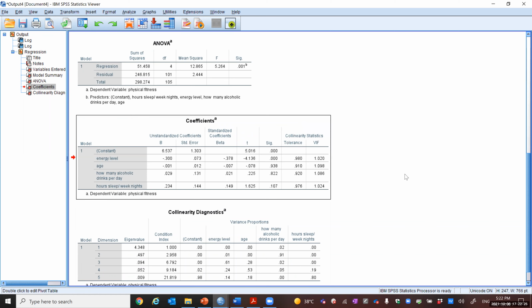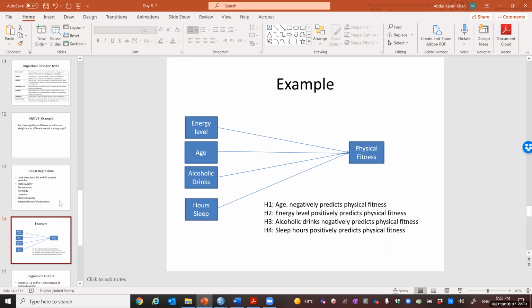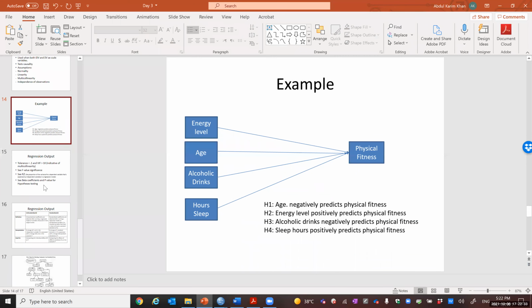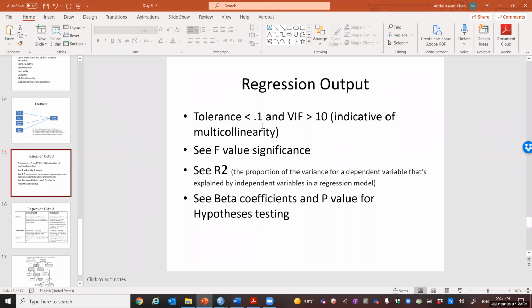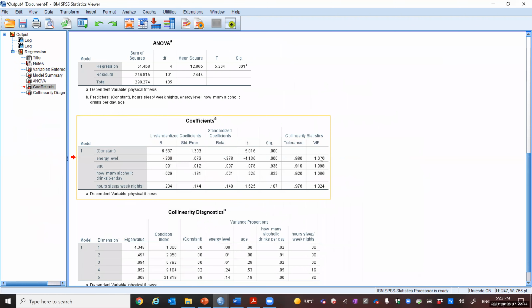I told you the cutoff points; let me go back to the slide. What were the cutoff points which I mentioned? If tolerance is less than 0.1 and VIF is greater than 10, then your data is problematic. But in this case, you can see that none of the VIF values is greater than 10. These are close to 1. And none of the tolerance values is less than 0.1. All are greater than 0.1, way above 0.1. So your data is not suffering from multicollinearity. You are good to go.